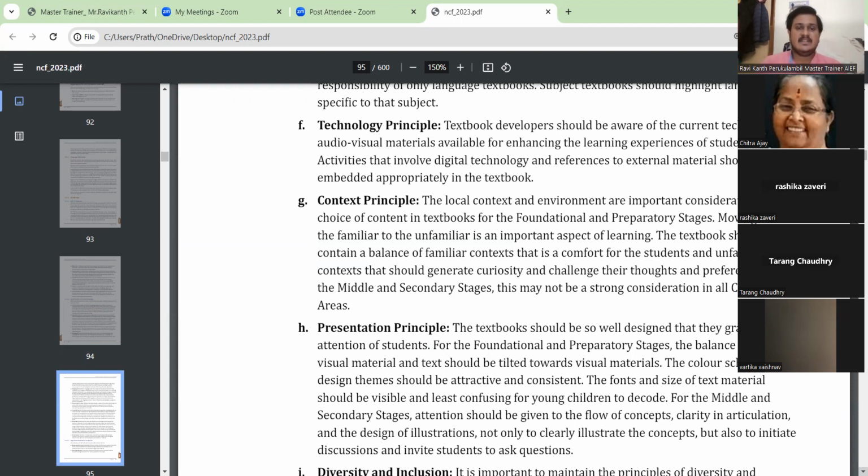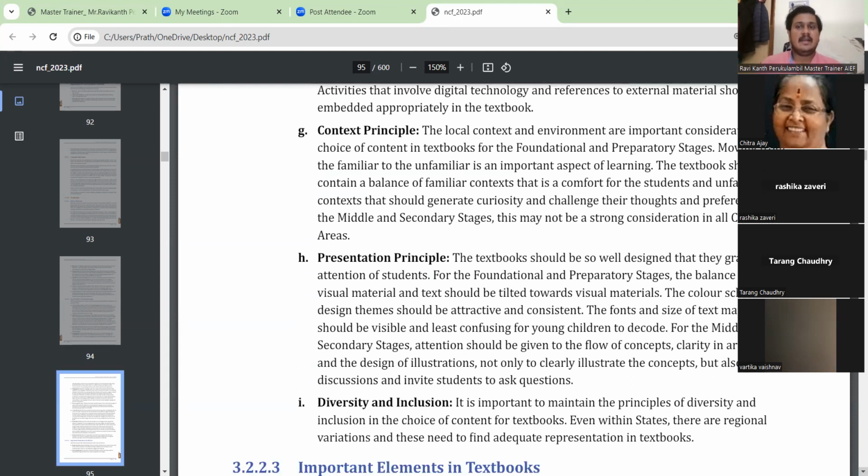Inputs. Context principle. The local context and environment are important considerations for the choice of content in textbooks for foundational and preparatory stages. This was emphasized earlier as well. Okay, local context has to be taken. Immediate environment of the child in the foundational and preparatory stages. Moving from the familiar to the unfamiliar is an important aspect of learning. Okay, so the child will explore the immediate environment. From there, he will explore the environment which is not around him.